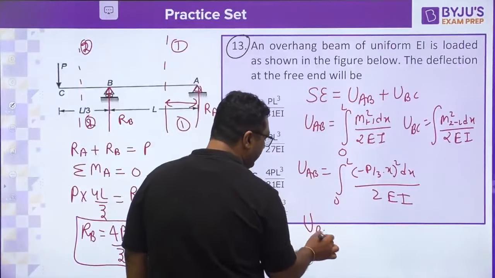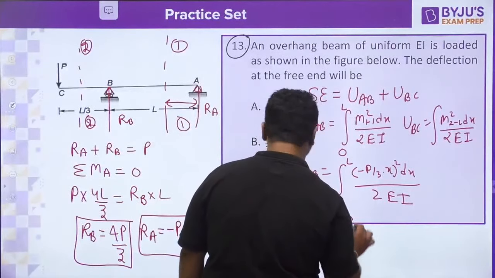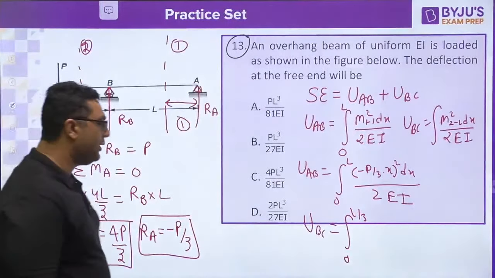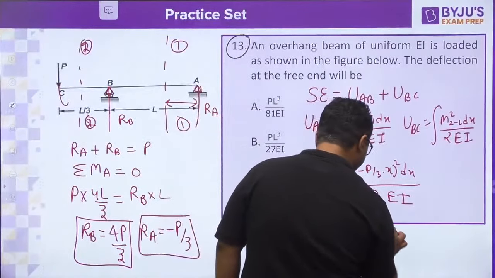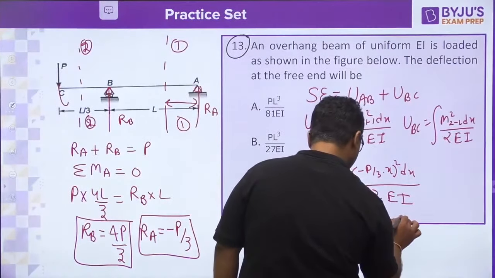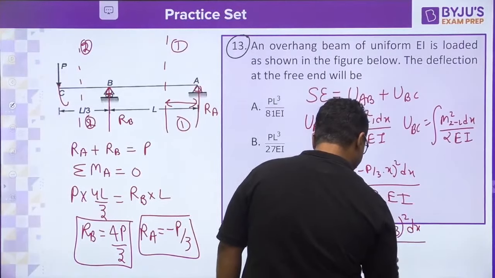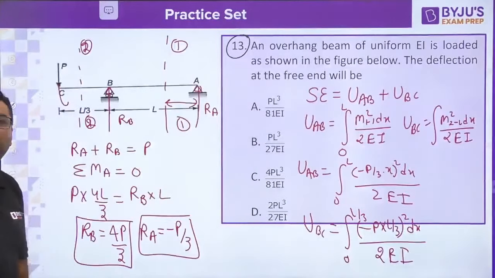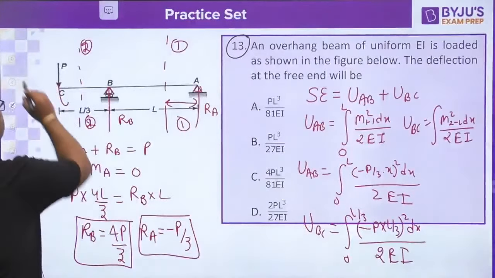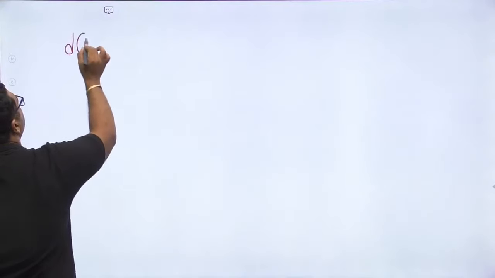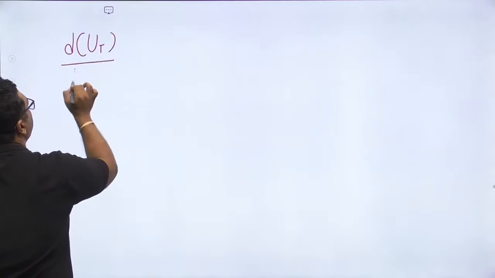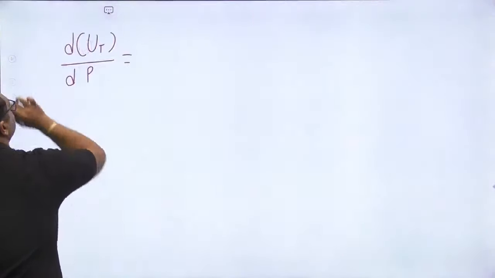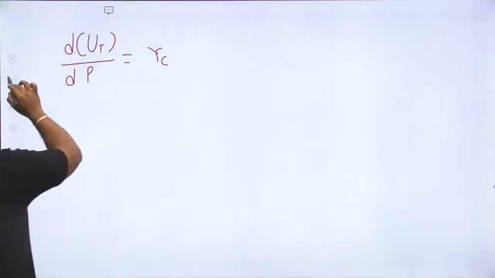And U of BC, when you will be finding out, it is going to be the integration of 0 to L, this is going to create hogging moment. P into L by 3, minus P into L by 3 squared dx upon 2EI. You need to solve these, and after getting the total strain energy, you will be saying that dU total divided by dP will give you the deflection at C. So you need to find it now.